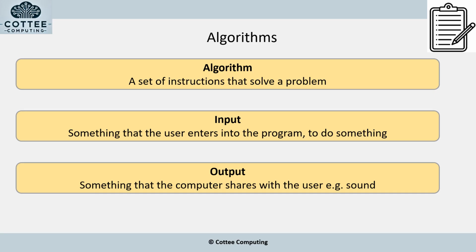An input is just something that the user enters into a program to allow us to do something. It could be a mouse click, it could be a keyboard entry, it could be a microphone in terms of sound, anything along those lines. And your output is something that your computer shares with your user. So it could be sound, it could be vibration, it could be visual display like a monitor, anything along those lines. In the exam, they might ask you what inputs, what outputs might be in a particular scenario.